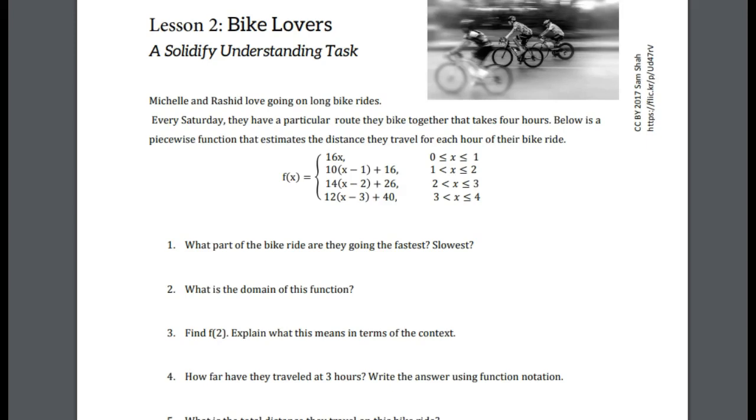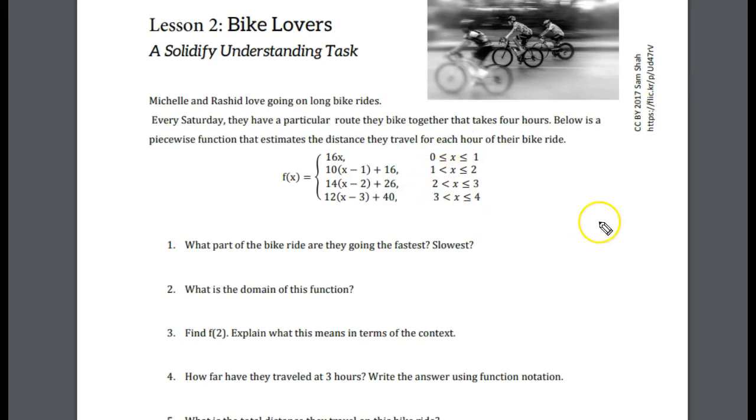Let's check out the situation. Michelle and Rashid love going on long bike rides. Every Saturday, they have a particular route they bike together that takes 4 hours. Below is a piecewise function that estimates the distance they travel for each hour of their bike ride.